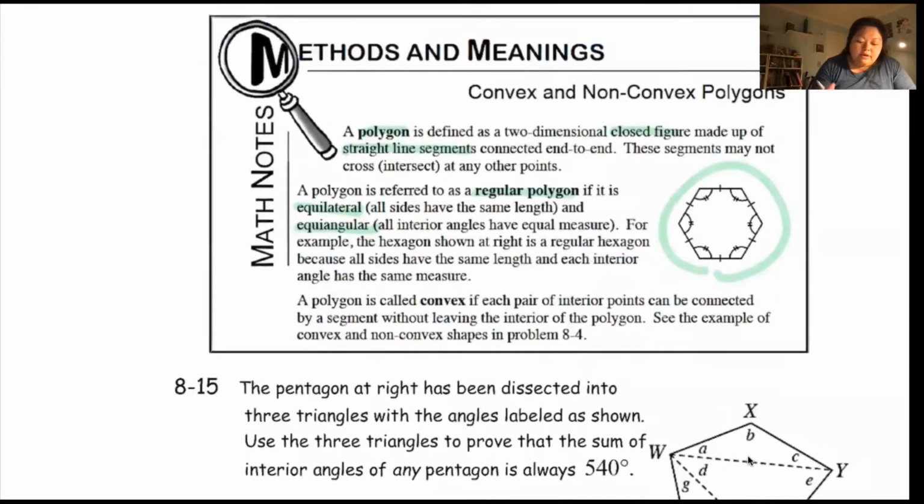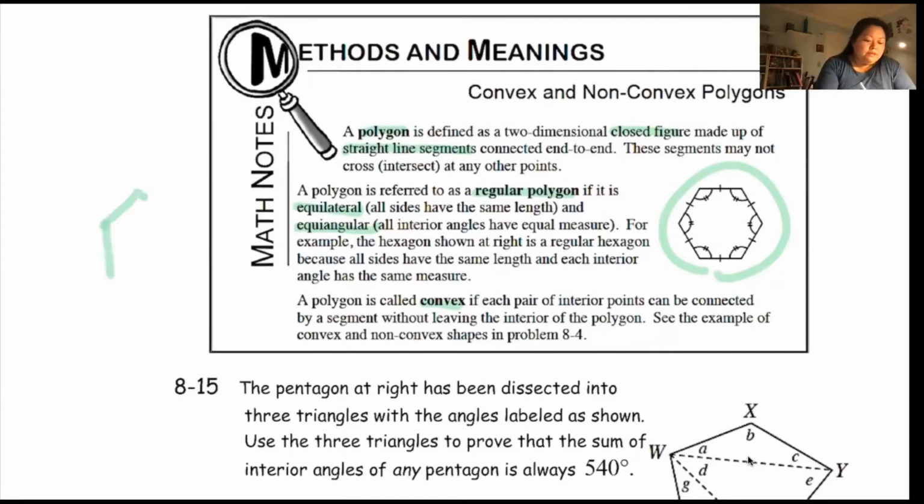It has six sides and every side's the same, every angle is the same, right? And then again, another vocab here, a polygon is convex if each pair of interior points can be connected by a segment without leaving the interior of the polygon. So it's harder to define convex. I think it's easier to define something that's concave. Concave is the opposite of convex. Concave is when your shape is caving in, at least one part of it.